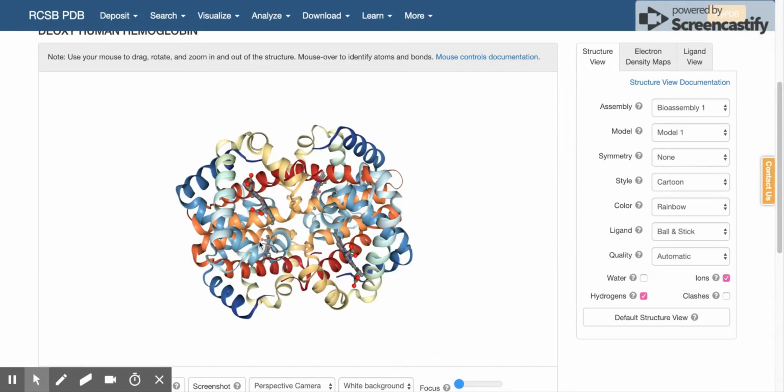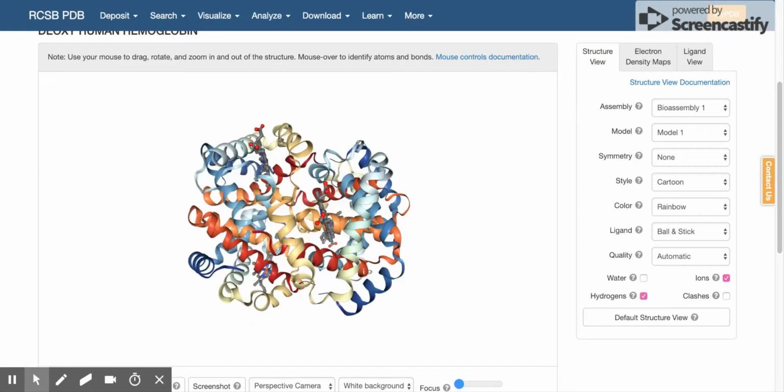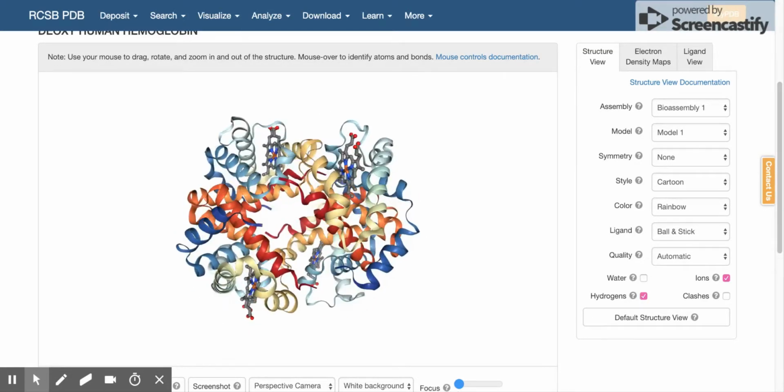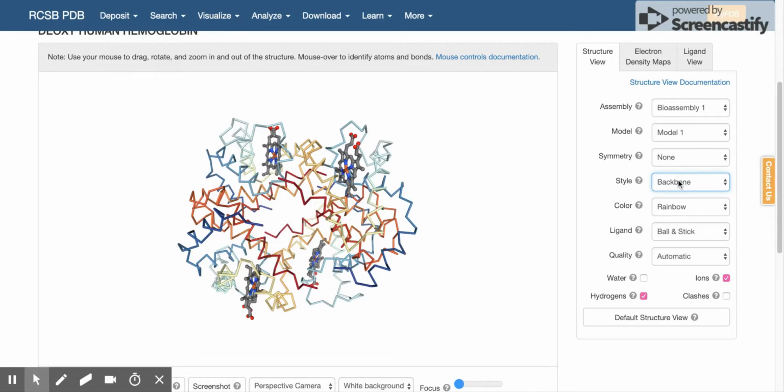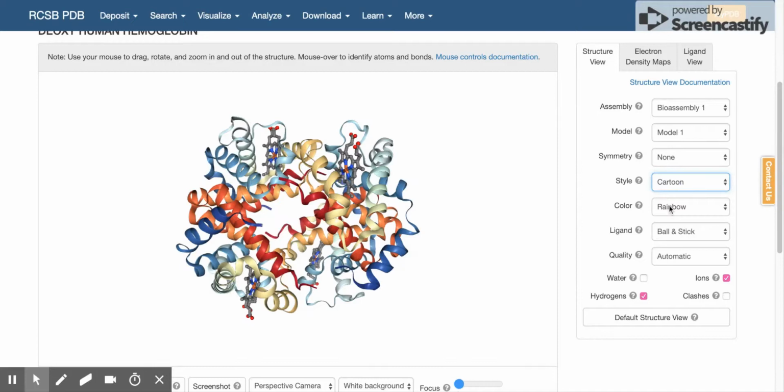This view gives you, as the name says, a three-dimensional view of the protein. However, in the PDB, you can manipulate that. So you can change the way the protein is. This is space filling, or you can just see the backbone. A lot of scientists prefer to have the cartoon at this moment.